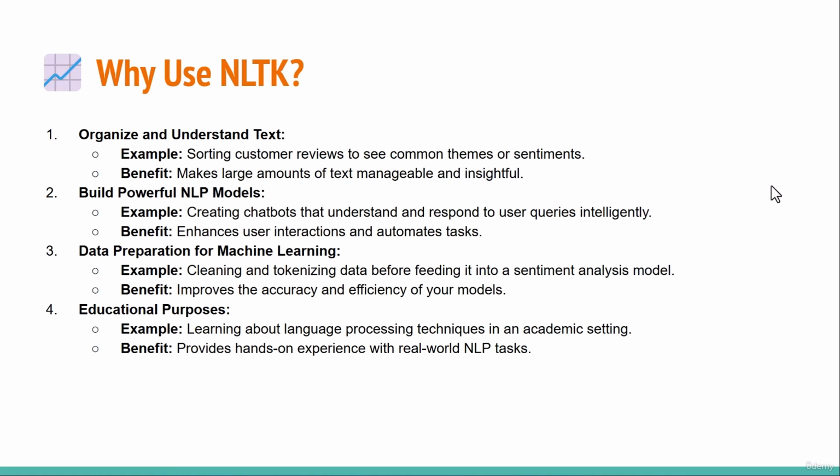First is organizing and understanding text. Here, you can gather customer reviews, perform extraction, and check the sentiment. You can see whether a customer review about a product is positive, neutral, or negative. If you need to see the percentages, you can determine how much is positive, how much is negative, and how much is neutral.